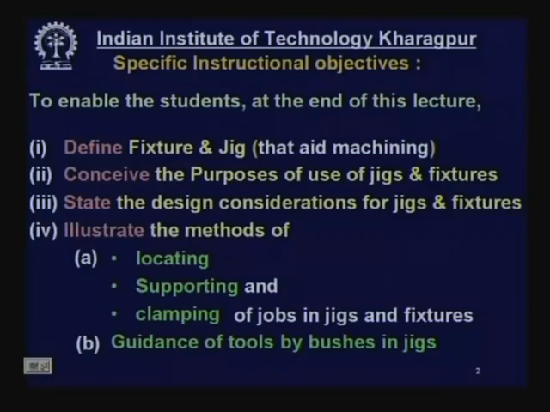Now what are the contents of today's lecture? To enable the students at the end of this lecture to define fixture and jig. So, definition of fixtures and jigs that are used in machine shops, conceive the purposes of use of jigs and fixtures, why do we use them, then the design considerations for jigs and fixtures, and finally illustrate the methods of locating, supporting and clamping of jobs, which are the major activities of fixtures and jigs, and then guidance of tools by bushes in jigs. So, these are the contents today, and next day we shall complete it by giving specific examples of design.